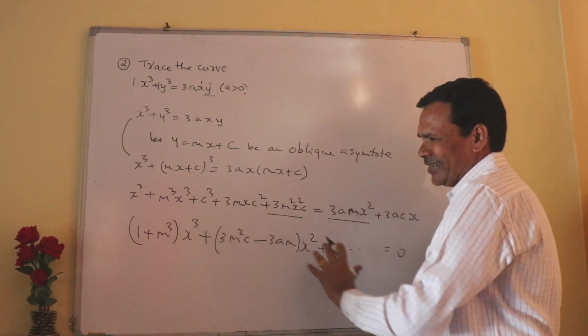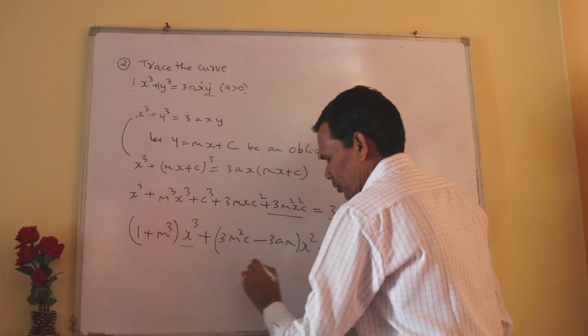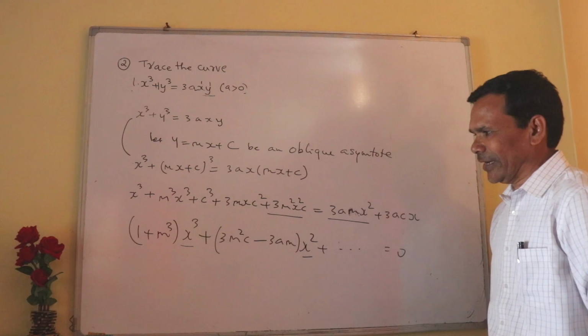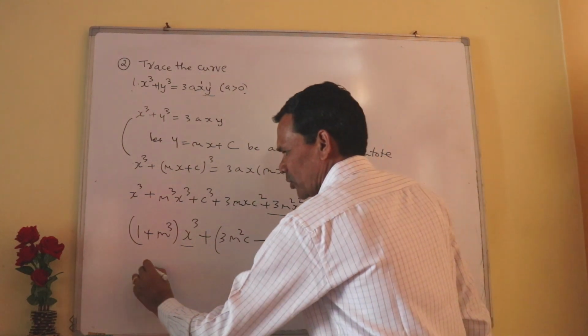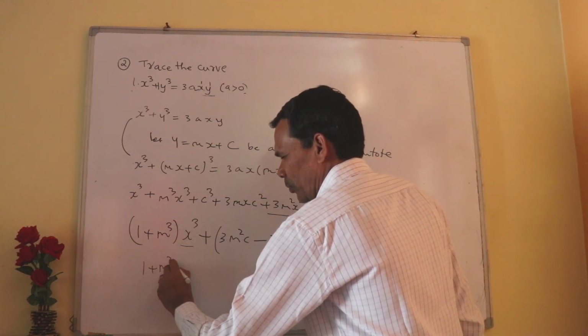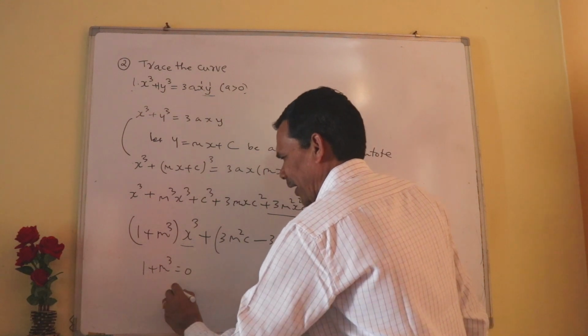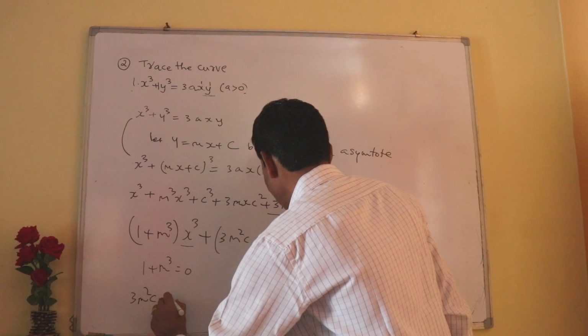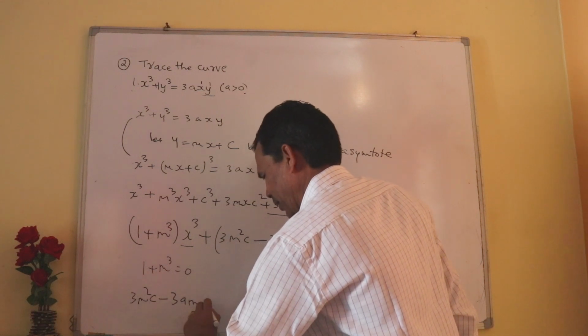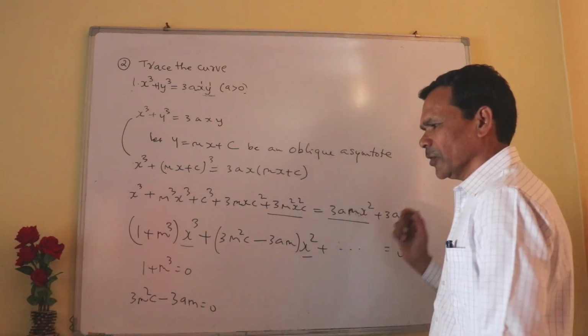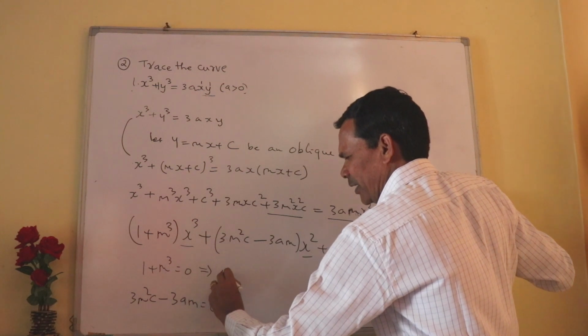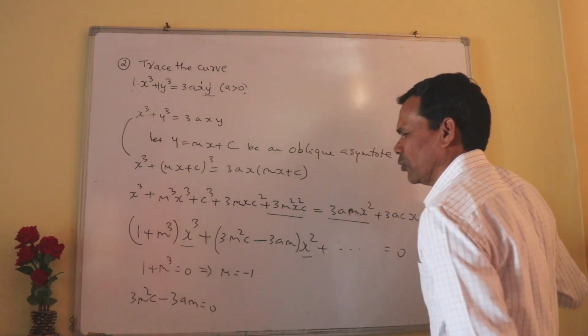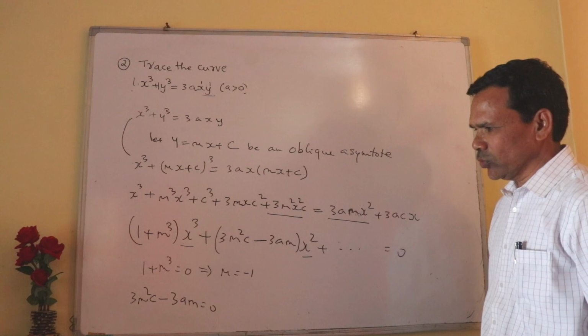So two highest degree terms in x, so two highest, x cube and x square. So here it is 1 plus m cube is equal to 0, and next is 3m square c minus 3 times am is equal to 0. So it has the real root only m is equal to minus 1, the rest are imaginary roots there.